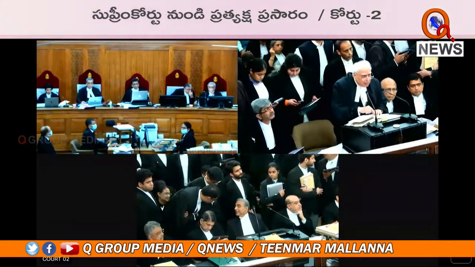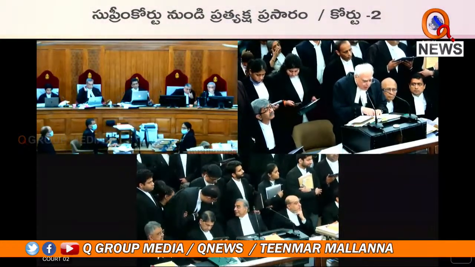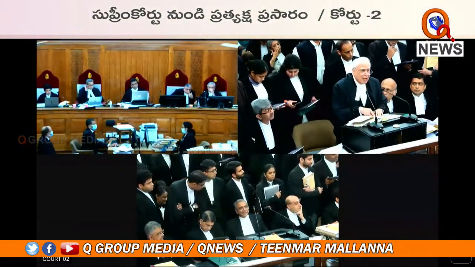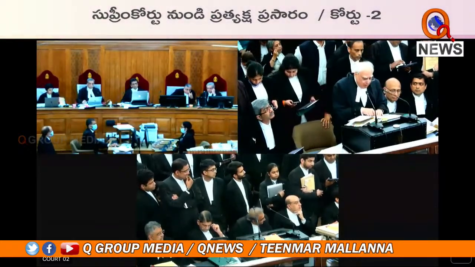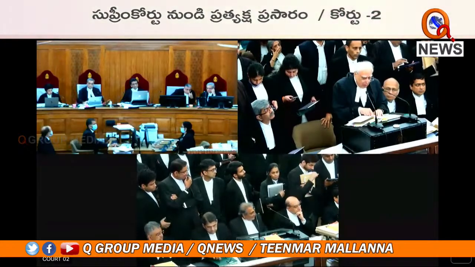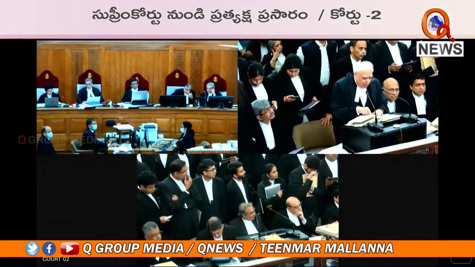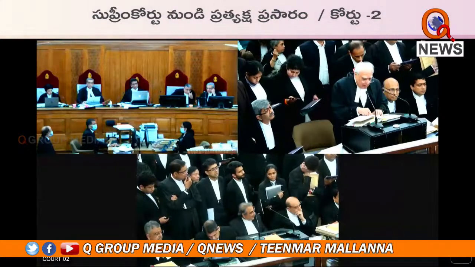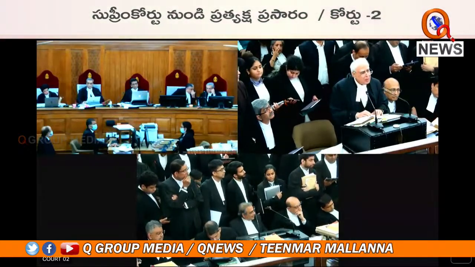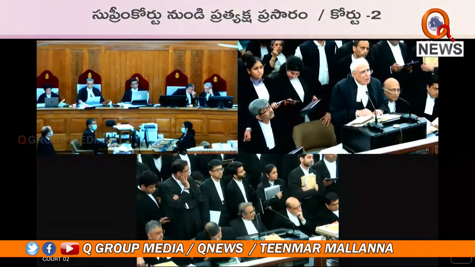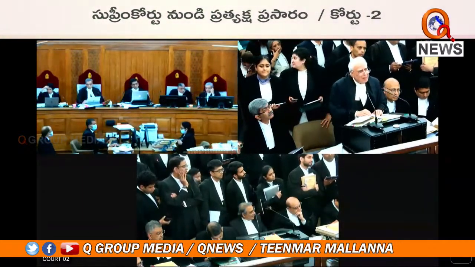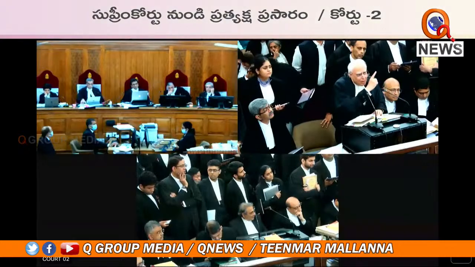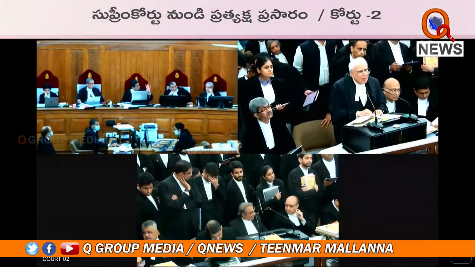Now, see what my learned friend read. He said, please read the last part. For the purposes of subparagraph 1 of this paragraph, the merger of the original political party of a member of the House shall be deemed to have taken place if and only if not less than 2/3 of the members of the legislative party concerned have agreed to such merger. Naturally, because we are now talking about formation of a new party. Therefore, you are no longer the original political party.